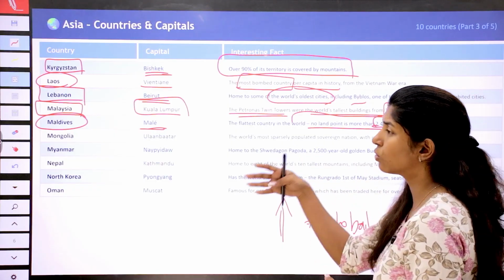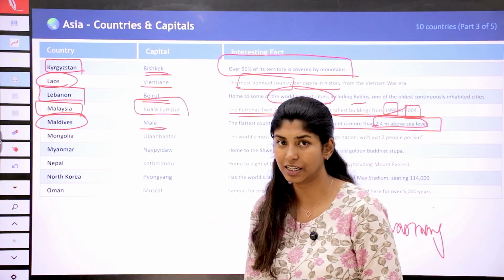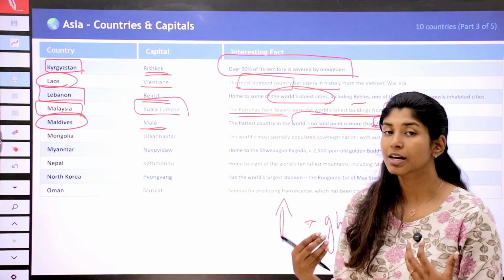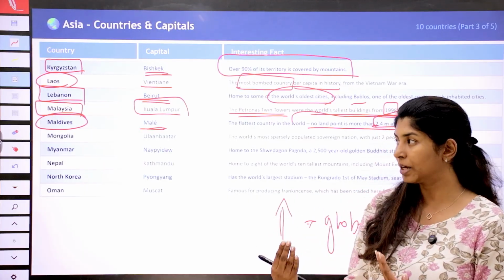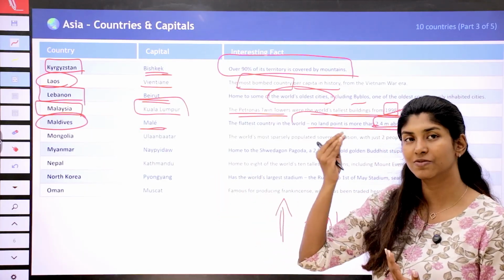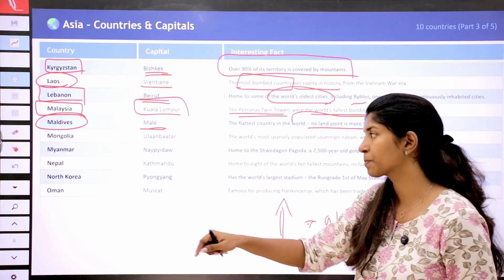And also they don't have much economic activity since they are an island, and the main economic activity that Maldives depends on is tourism.